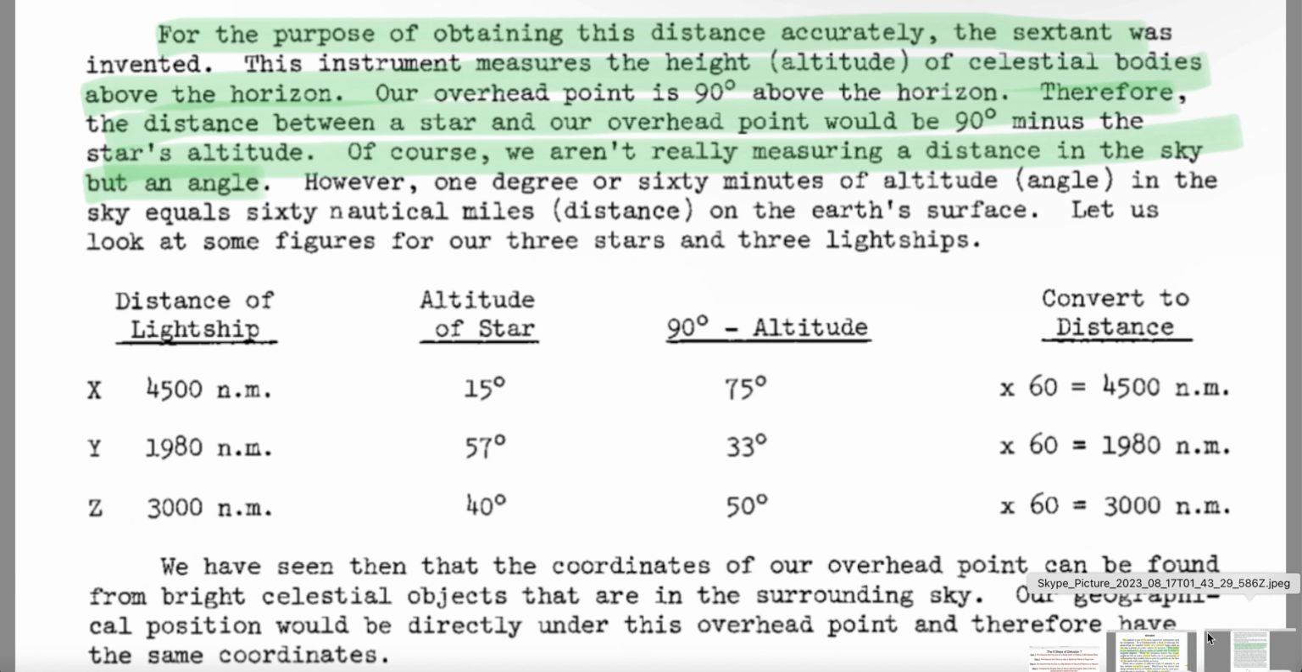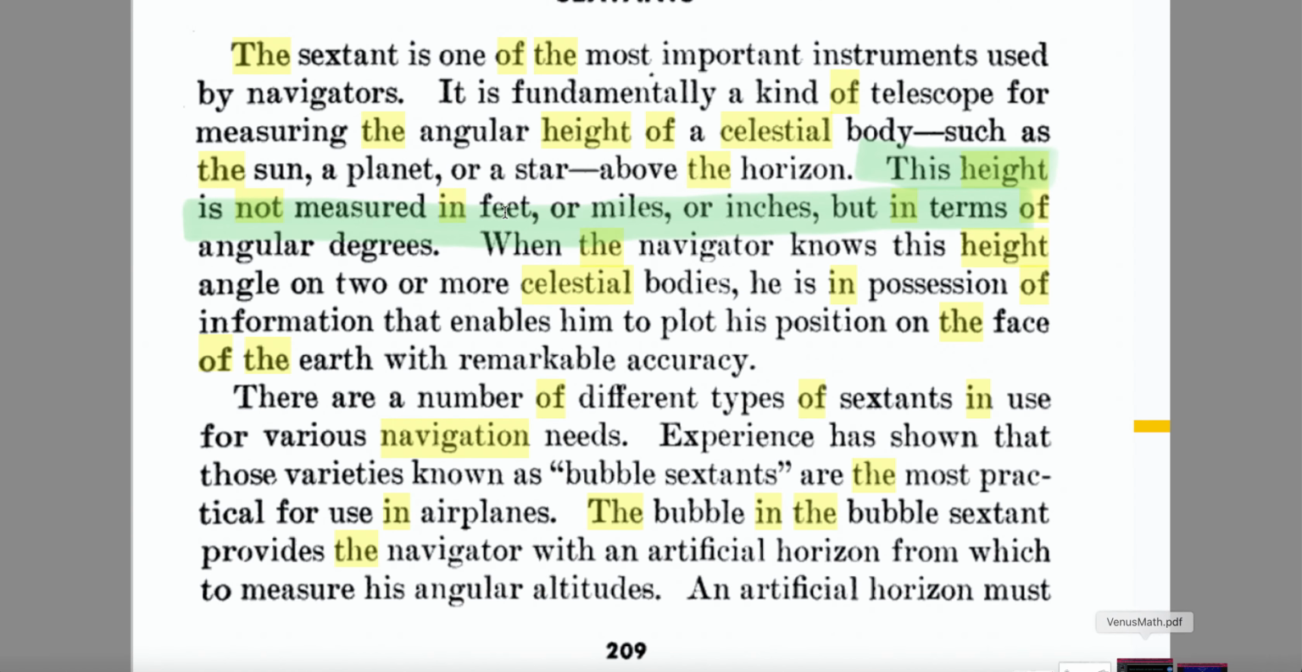So next one. Okay, the sextant is one of the most important instruments used by navigators. It is fundamentally a kind of telescope for measuring the angular height of a celestial body, such as the sun, a planet, or a star above the horizon. This height is not measured in feet or miles or inches, but in terms of angular degrees, right? That's number three, right?